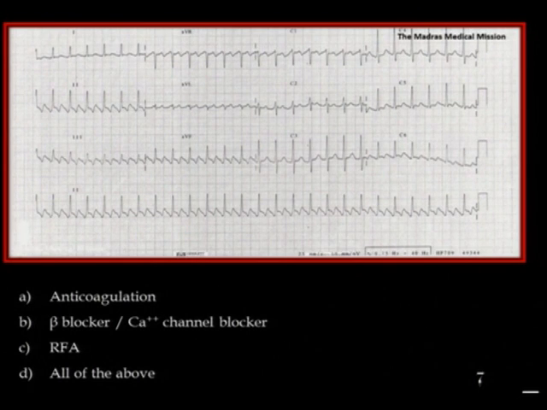And with such a rate, I think it is appropriate, till such time you do some interventions, to consider some rate limiting drugs in the form of beta blockers or a calcium channel blocker. So this is a classical case of an atrial flutter, typical, fast rate, risk assessment, anticoagulation. So the answer is all of the above.